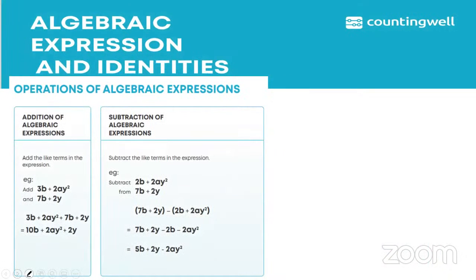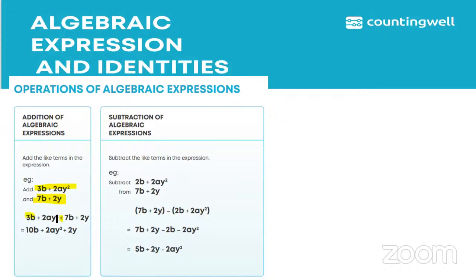Let us see operations of algebraic expressions. Addition of algebraic expressions when we have like terms in the expression. So if you want to add 3b plus 2ay square and 7b plus 2y, you just have to write these two expressions using the addition. Then you have to add the like terms. Like terms are the terms having the same variable with the same powers.